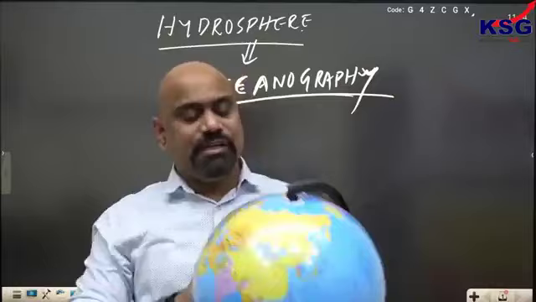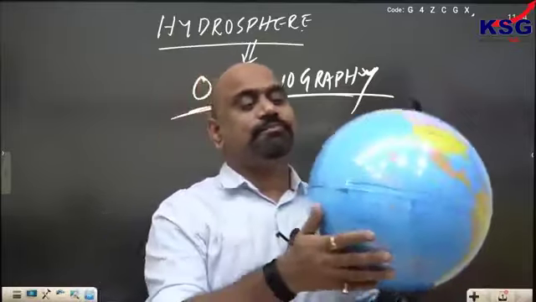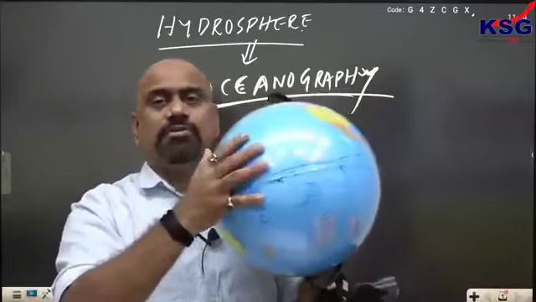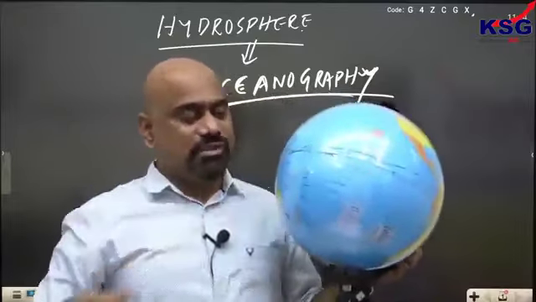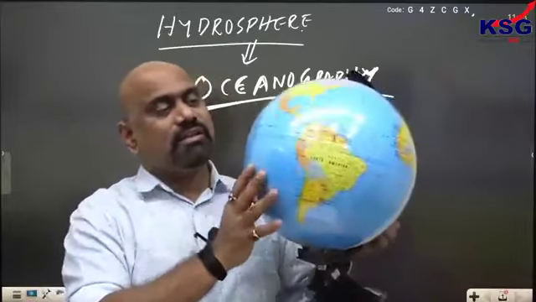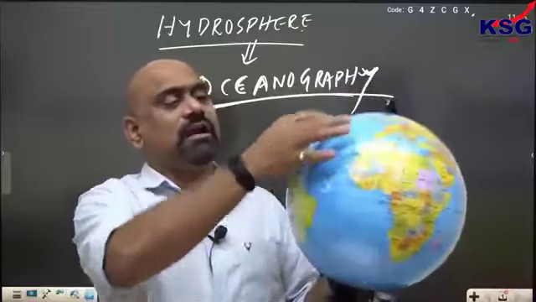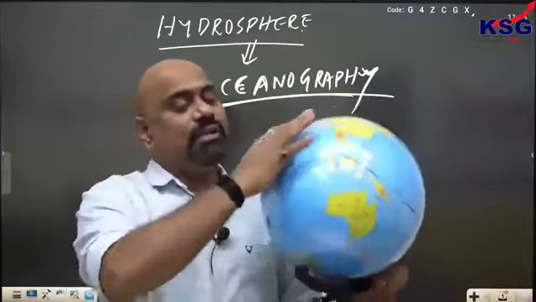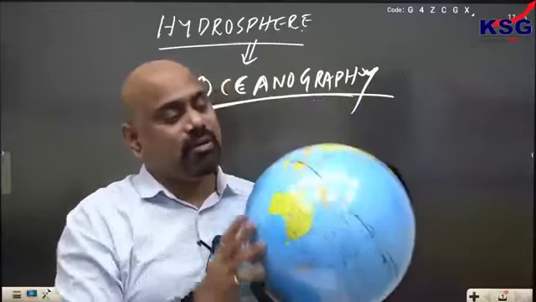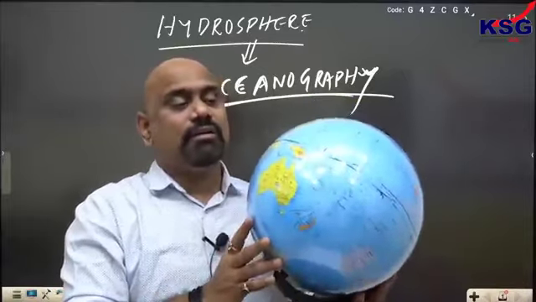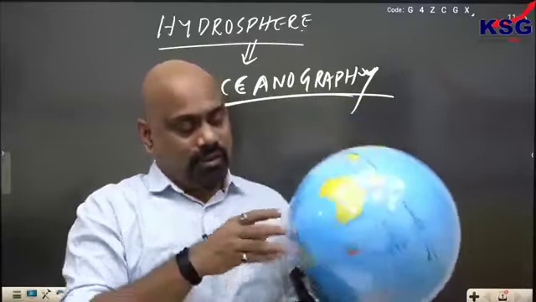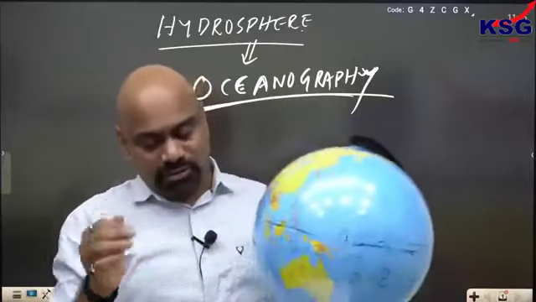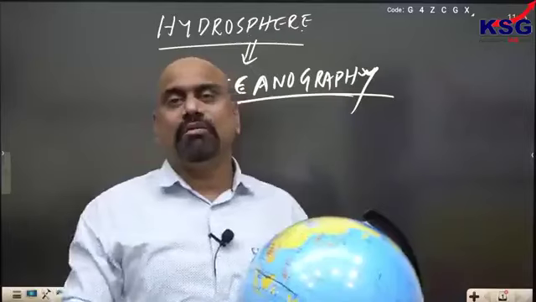Among the oceans, you can see the largest ocean in the world is the Pacific Ocean. The second largest is the Atlantic Ocean. Here you have the Indian Ocean, south of the Indian subcontinent. Then there is the Southern Ocean and the Arctic Ocean. These are the water bodies.